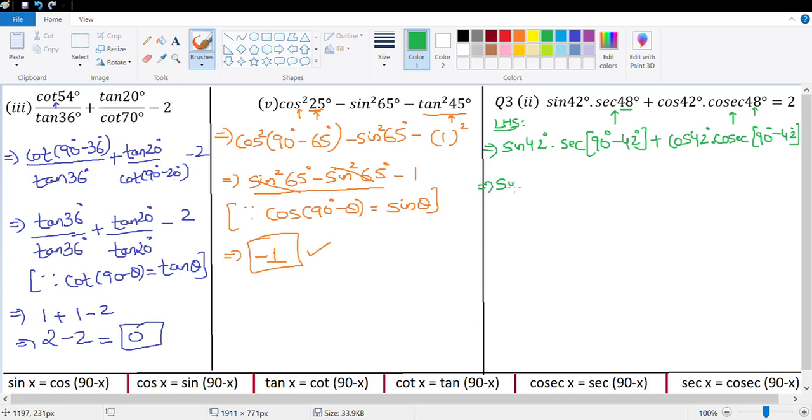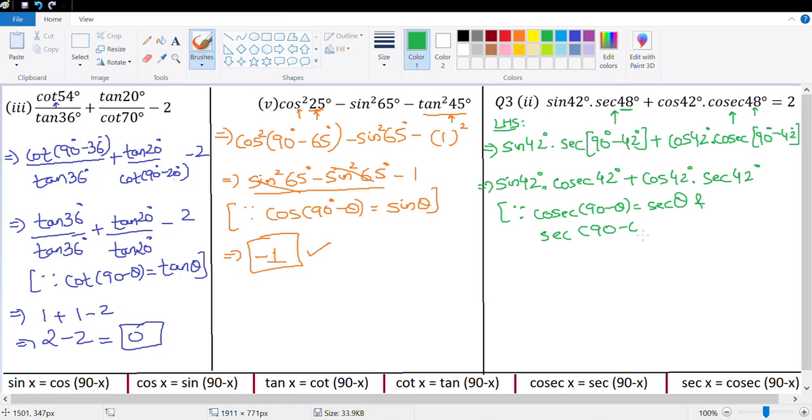So the first term is sine 42 degree dot sec 90 minus theta is equal to cosec theta. In this case, cosec 42 degree plus cos 42 degree dot cosec 90 minus theta is equal to sec theta, which means sec 42 degree. Reason, since cosec 90 minus theta is equal to sec theta and sec 90 minus theta is equal to cosec theta. So these are the two things that I have put.